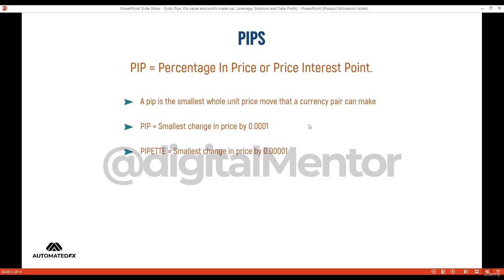So you can hear a trader say they made 40 pips, 50 pips, they made 10 pips. The spread is 5 pips. So it's basically the unit of movement of price. So when price moves by 4 decimal places, it means it has moved a pip.